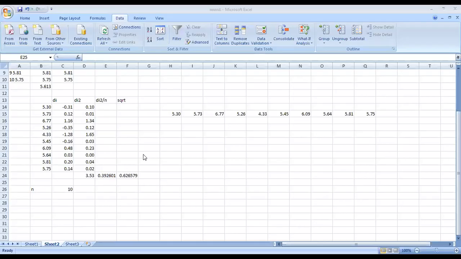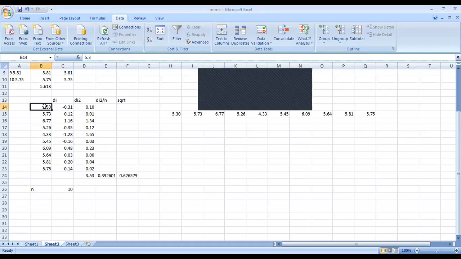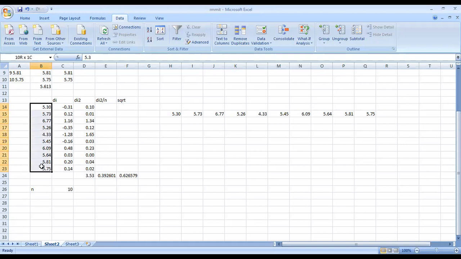Stop sharing. Then I will go to the Excel. First, what you have to do is type the readings. Okay, if it is already there, no problem.